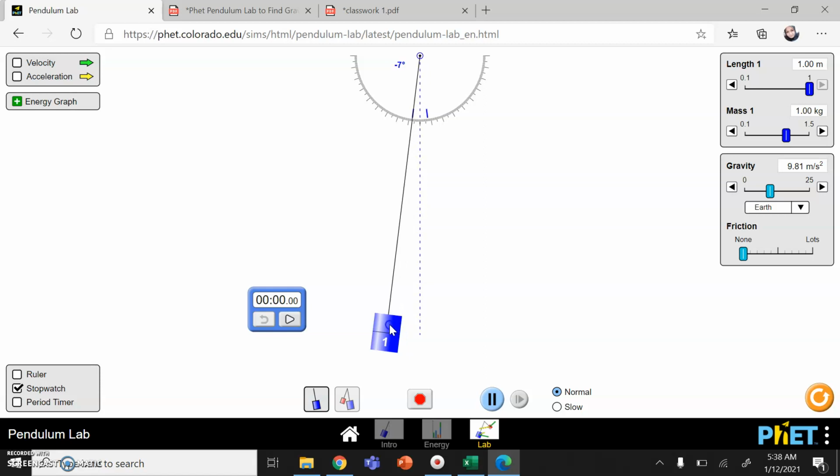Then how am I going to find the time? I'm counting the oscillations, 10 oscillations. I start from here and go all the way back again to the same place. This is 1 oscillation, 2 oscillations, 3 oscillations, you see? So we start, and then I start counting: 1, 2, 3, 4, 5, 6, 7, 8, 9, 10, and then stop. This time I got 18.92.